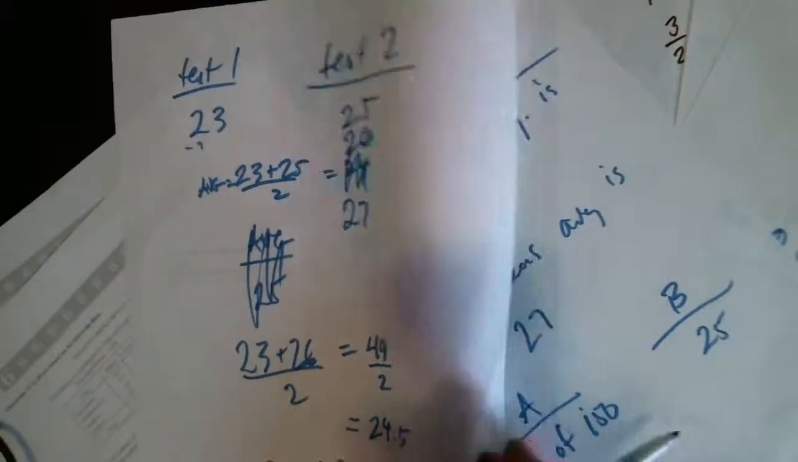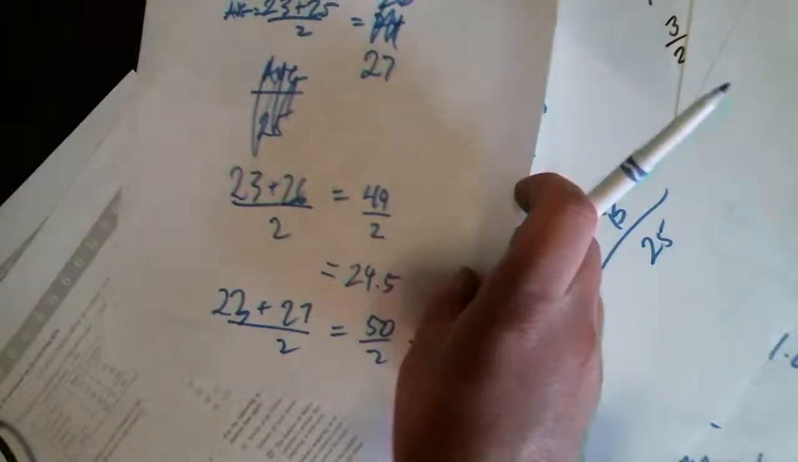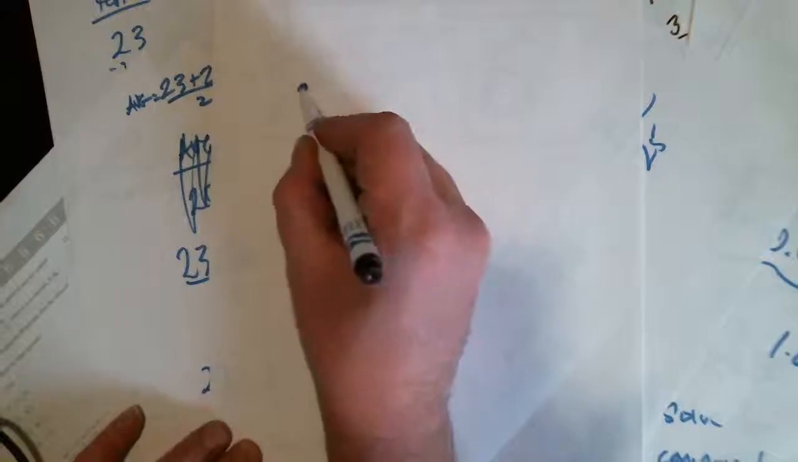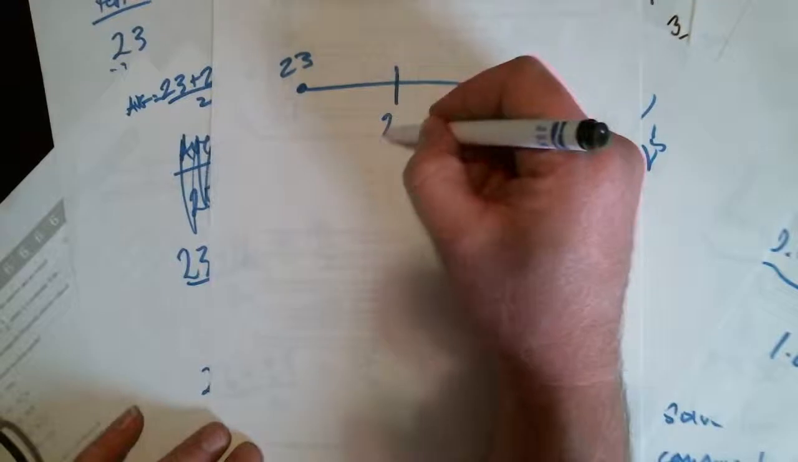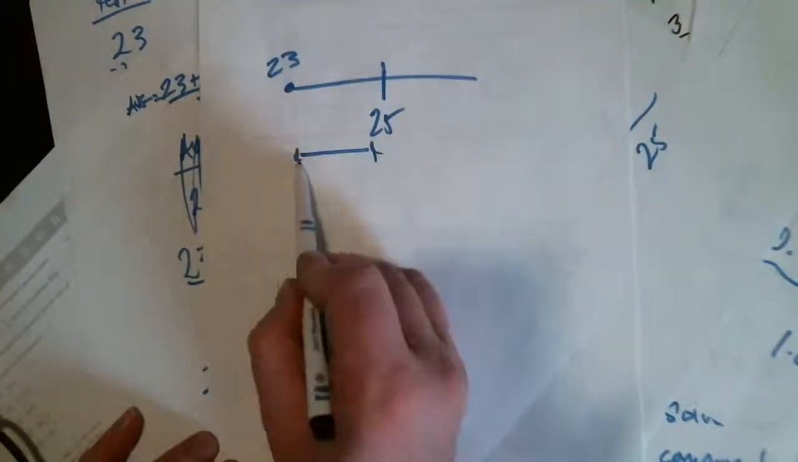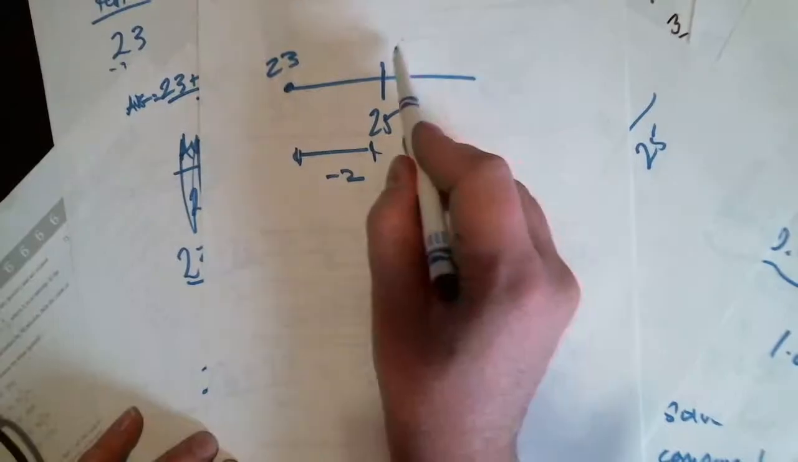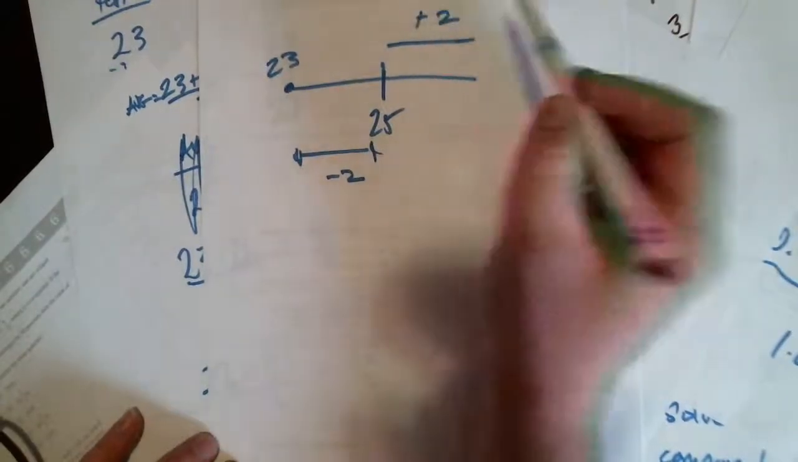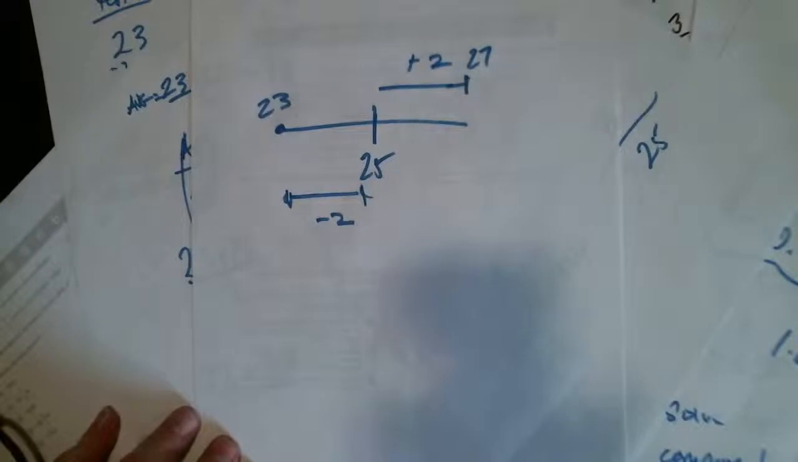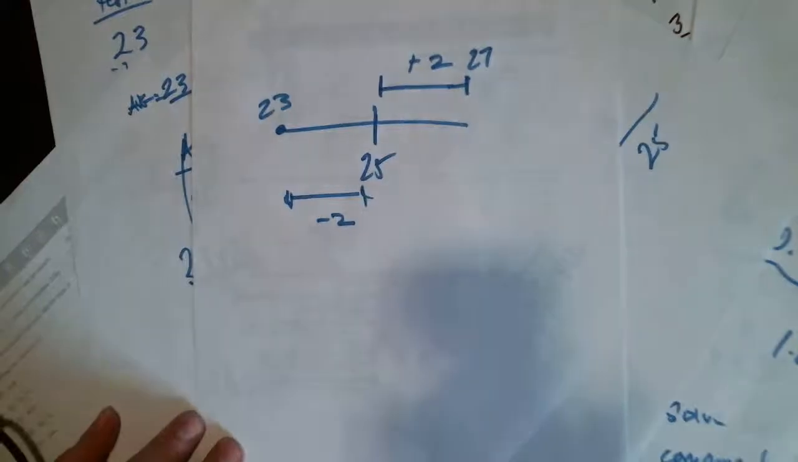What's happening here behind the scenes is that if I have 23 and my target is 25, then I've got to close this gap of minus 2 points by getting plus 2 points on my next test. So that's one way to think about it.